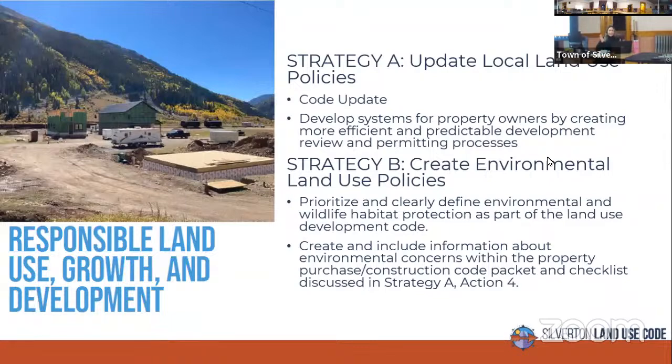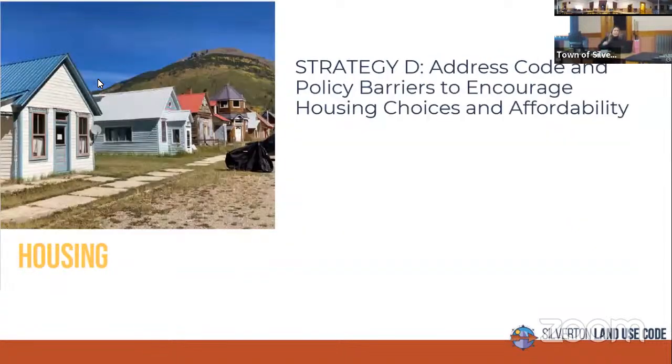The master plan was the inspiration for the land use code update. That was one of the big things that came out of the master planning process. Additionally, the master plan calls for a more efficient and predictable development review and permitting process, clarifying environmental protection and constraints within the code, and finally, addressing code barriers to housing.